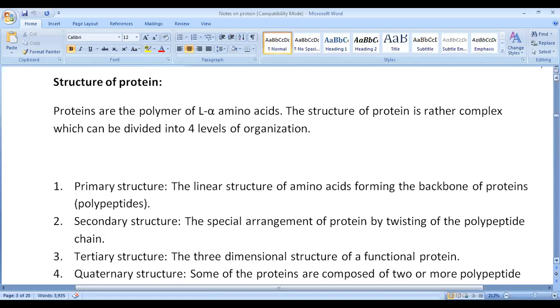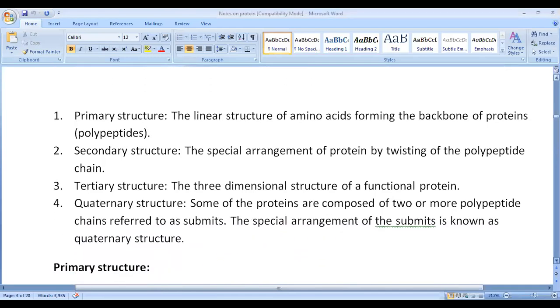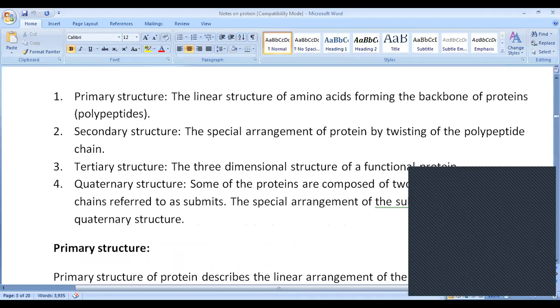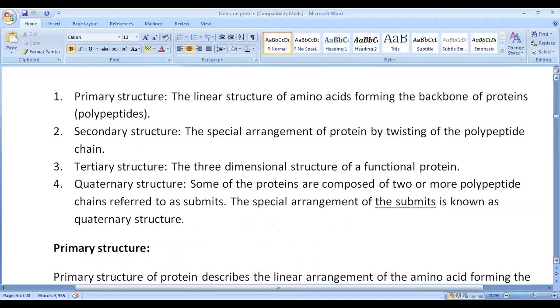Now the next one is secondary structure, the spatial arrangement of protein by twisting of the polypeptide chain. So without any twisting is known as primary structure. Anything twisted is secondary. And then the three-dimensional structure of a functional protein is tertiary structure. And the next one is quaternary. Some of the proteins are composed of two or more polypeptide chains referred to as subunits. The spatial arrangement of these subunits is known as quaternary structure.